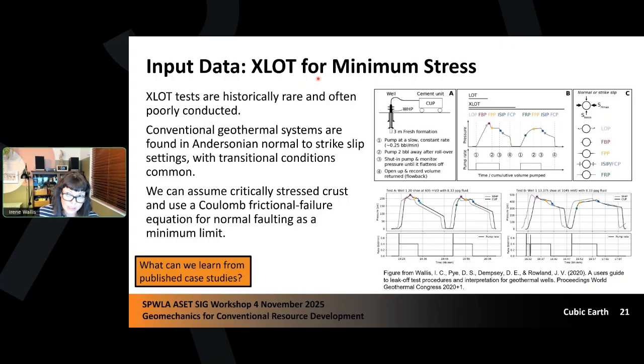I don't think there's any in the world that would be in a compressive setting. And we can assume a critically stressed crust and use a Coulomb frictional failure equation just for normal faulting, as a minimum bound, as a sort of reasonable assumption. What's much better is if we plan ahead and conduct a few of these extended leak-off tests to give some constraint.